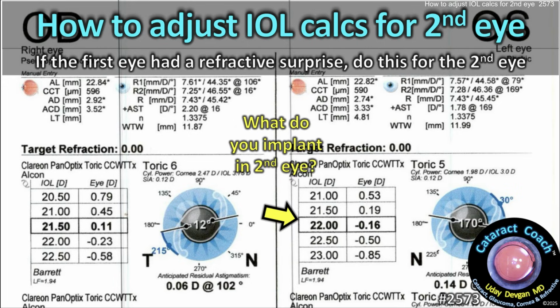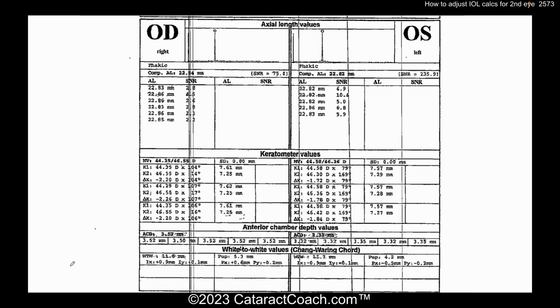CataractCoach.com, how to adjust the IOL calcs for the second eye. If the first eye had a refractive surprise, do this for the second eye to get it right. Alrighty, here we go. Looking at the pre-op lens calcs from the first surgeon.